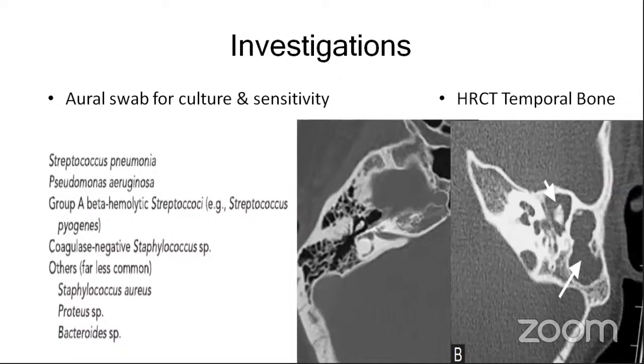For the ear swab for culture and sensitivity, the most common organisms that we suspect are Streptococcus pneumoniae, Pseudomonas aeruginosa, Group A beta hemolytic streptococci, Coagulase negative Staphylococcus, and less commonly Staphylococcus aureus, Proteus, and Bacteroides. So this is an HRCT temporal bone which is showing the mastoid antrum.